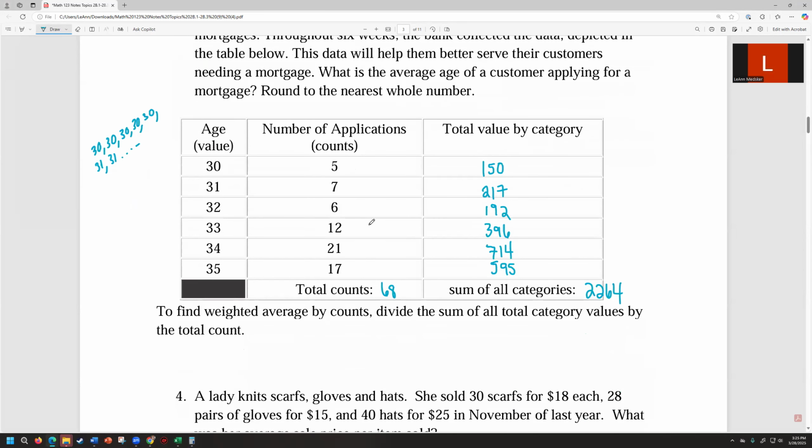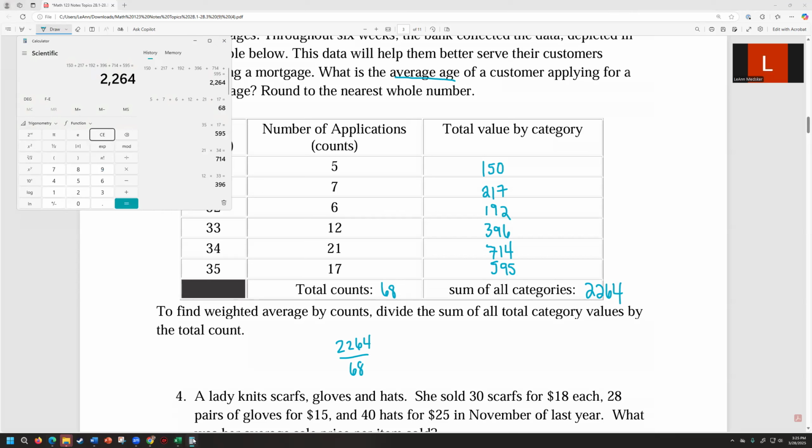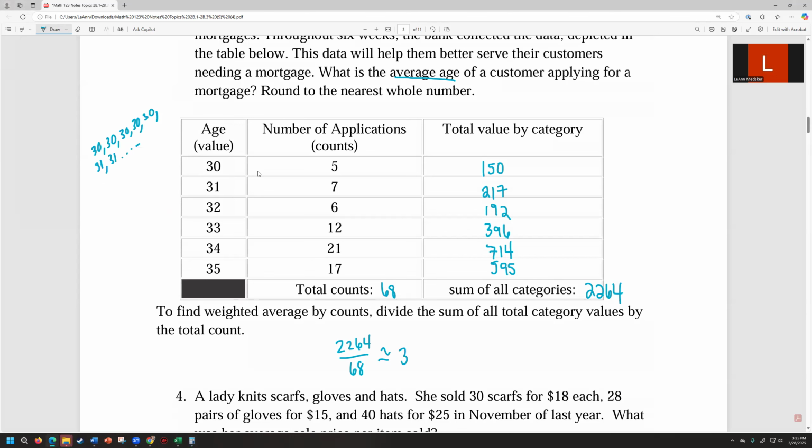Once you have your sum of all your categories, when you did the multiplication and added them together, you know exactly how many counts or applications we had. We can figure out the average age of the customer. So it's the total ages divided by the number of applications. Okay, so 2,264 divided by 68. It says round to the nearest whole number, so that's roughly 33 years old. So the average age of an applicant is about 33.